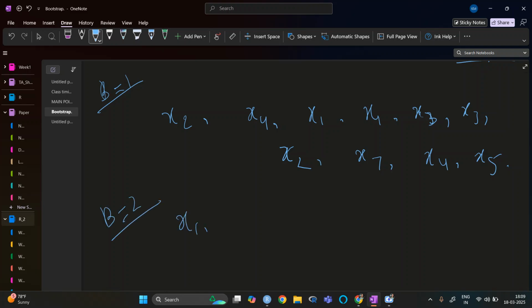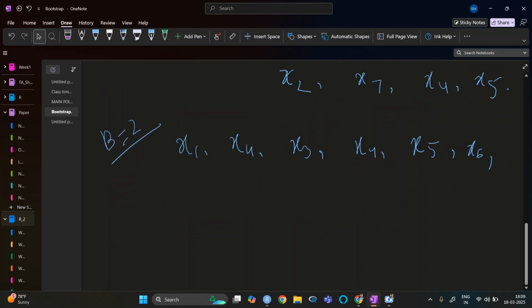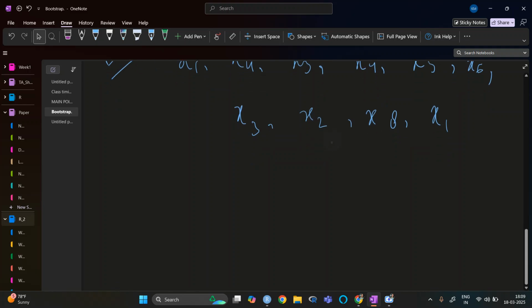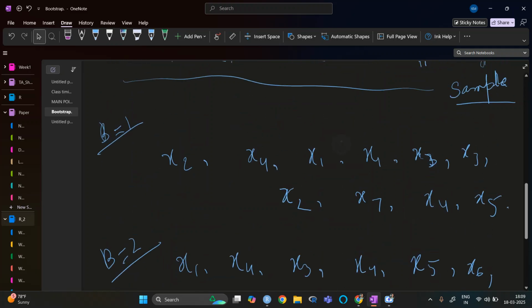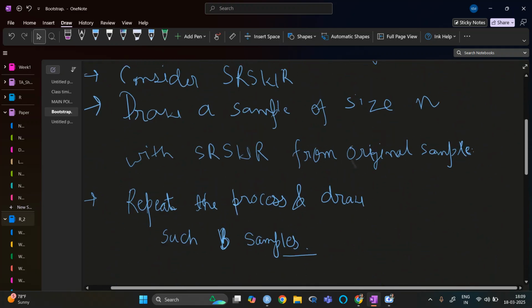For B equal to 2, let's say this one is my x1, then x4, then x3, x4, x5, x6, and then x3, x2, x8, and then x1. So here it is B equal to 2. Similarly, up to B equal to B. For this many times we are resampling this original sample.